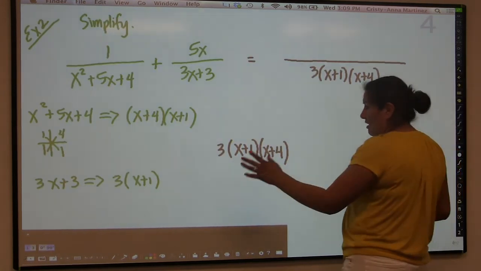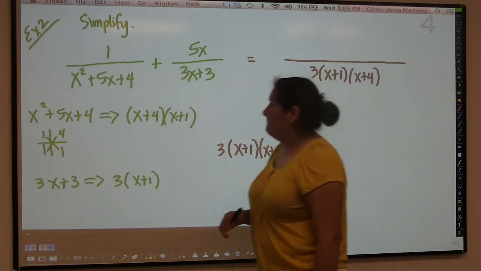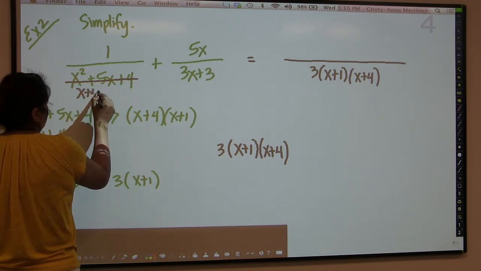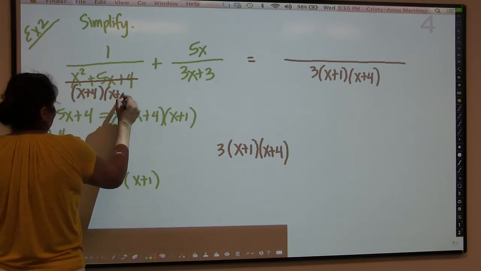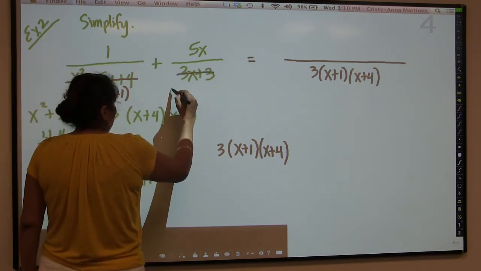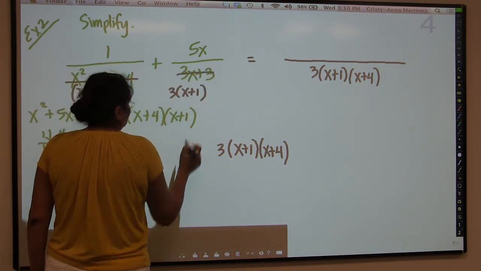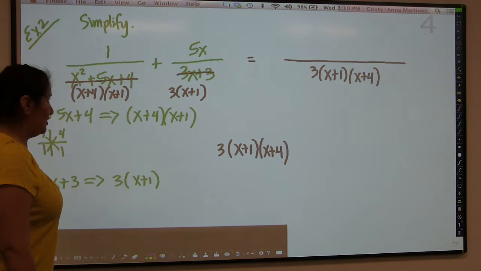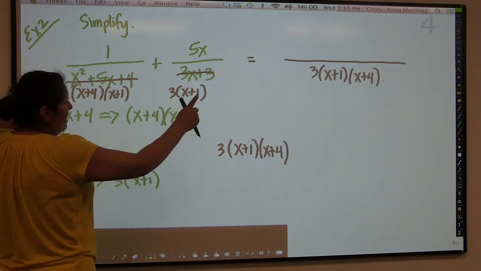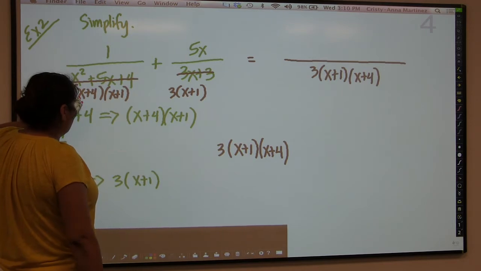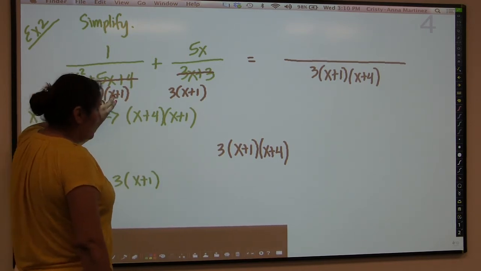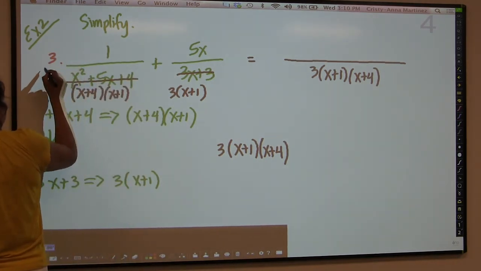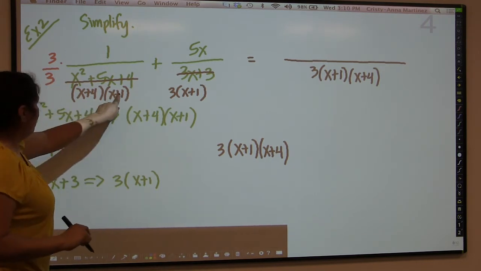I know now that my common denominator is all of this. So this guy here is the equivalent of x plus 4 and x plus 1. This guy here is the equivalent of 3 times x plus 1. So I need to multiply the expressions by the remaining factors. In other words, the common denominator is 3, x plus 1, and x plus 4. Since this one already has the x plus 4, it already has the x plus 1, it's only missing the 3. So I'm going to multiply by 3 over 3. And then that's the common denominator.